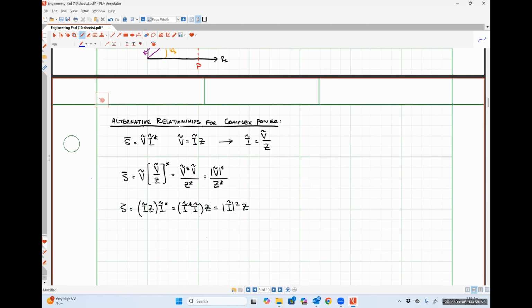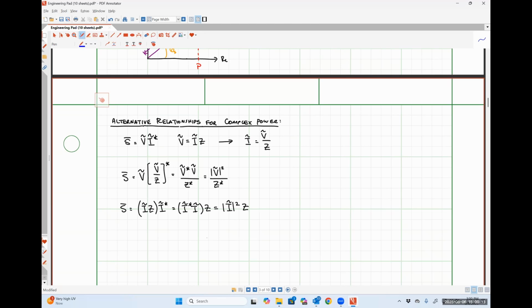So, before we move on to the concept of power factor, does anybody have any questions? You did say that there was going to be a formula sheet for this test, correct?